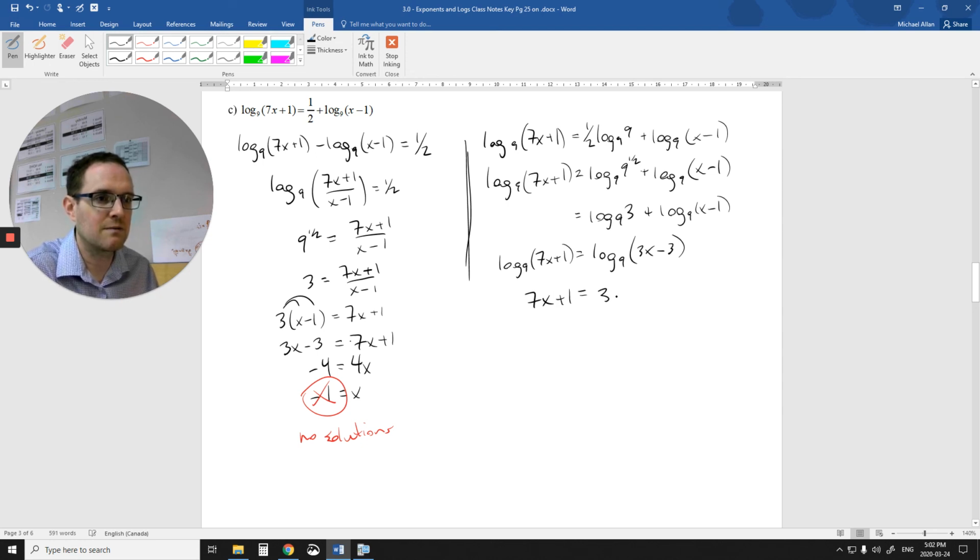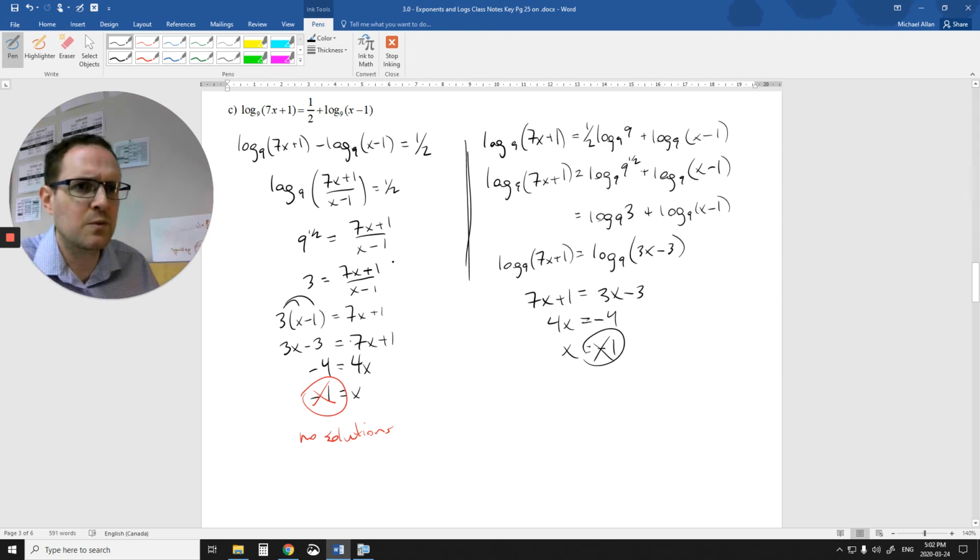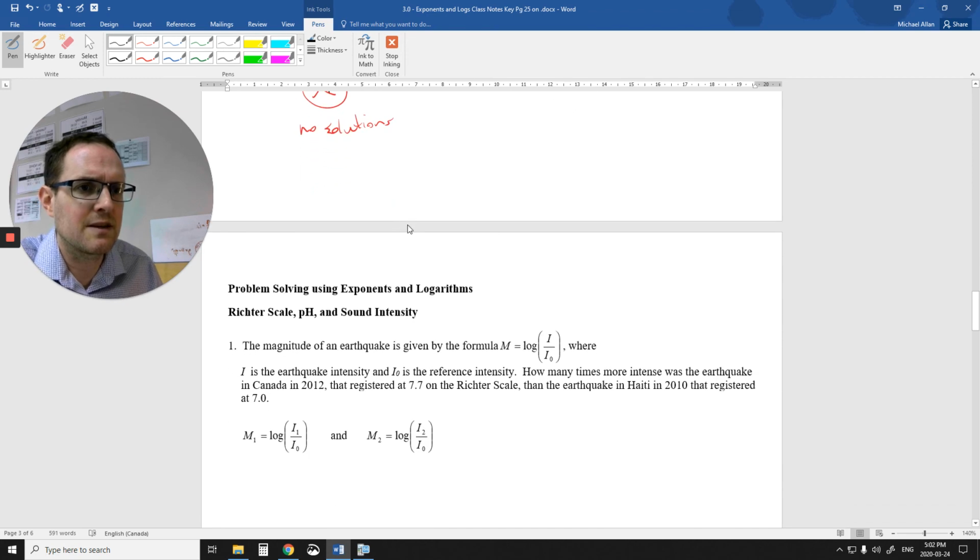Now they're both equal to the same number. So both have the same base, sorry. I can drop the base. Do the same steps we did before. So I got 4x minus the 1 over. Hey, look at that. It doesn't work again. Okay. So both ways give us the same answer.